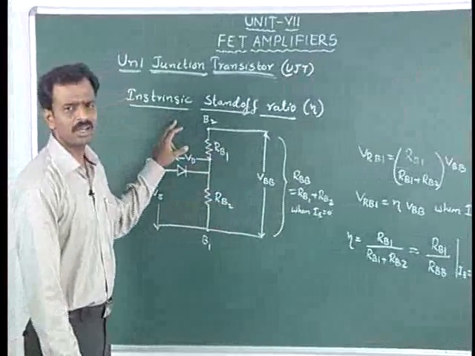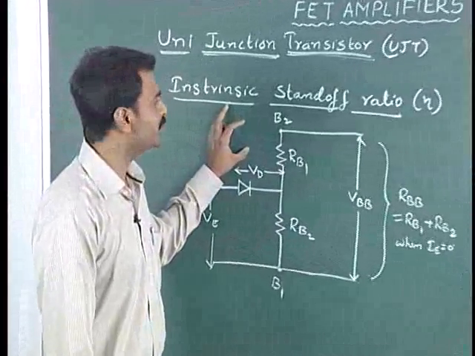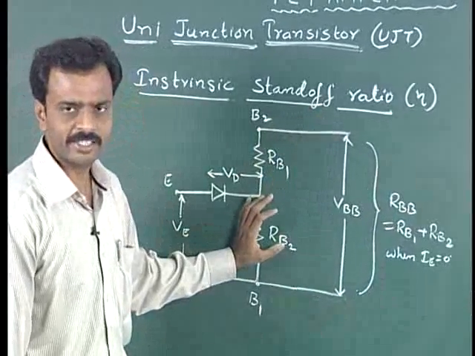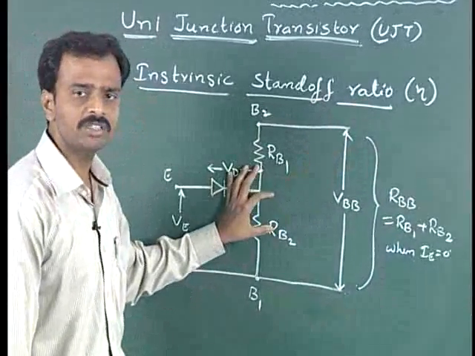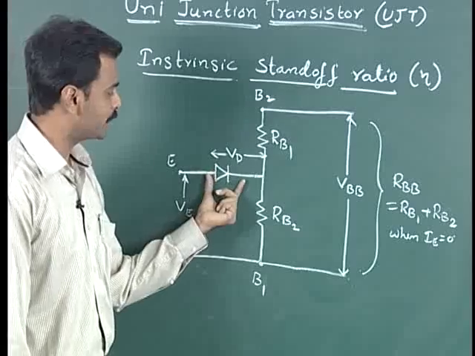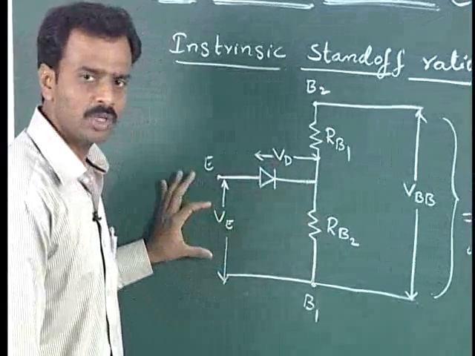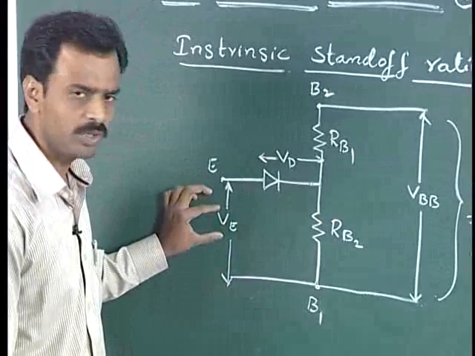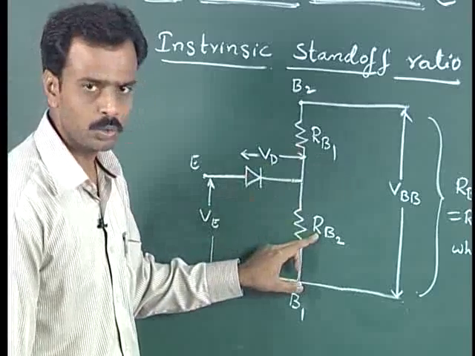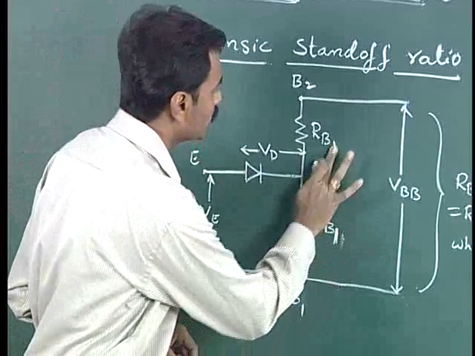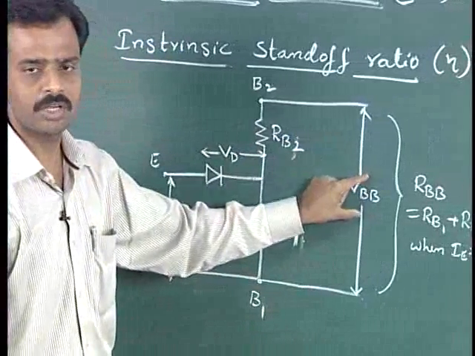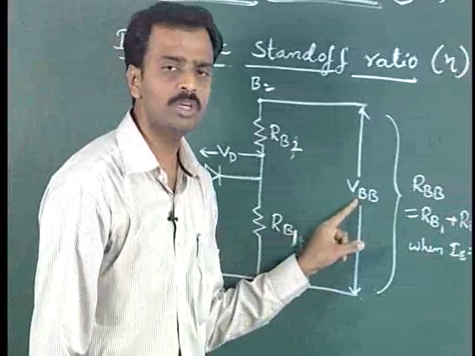The next parameter we are going to see now is the intrinsic standoff ratio, represented by eta. We can explain this eta with the help of the equivalent circuit we have just discussed, which has two resistances. The drop across the diode is VD. The voltage at the emitter is VE, and the resistances RB1 and RB2 are connected between the B2 and B1 terminals. The voltage obtained between these two terminals is given as VBB.